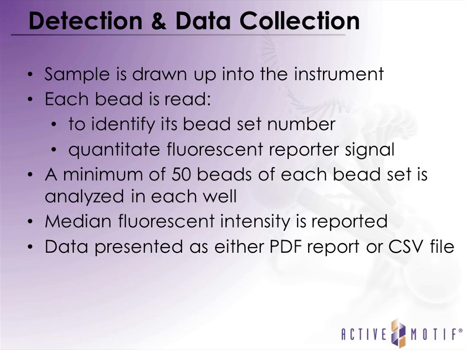The assay plate is then placed in the Luminex instrument, and the instrument reads two pieces of information from each bead. It first identifies which bead set that bead corresponds to, and then it quantitates the fluorescent reporter signal associated with that bead. A minimum of 50 beads from each bead set is analyzed in each well, and the median fluorescent intensity is then reported. Data is presented either as a PDF report or a CSV file that can then be exported into spreadsheets for analysis.